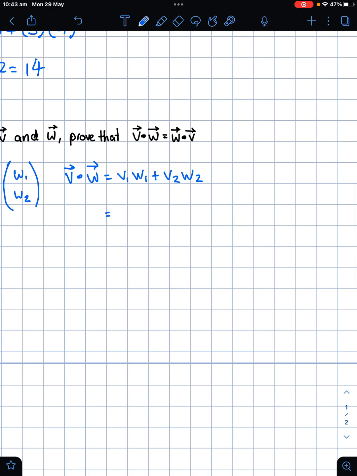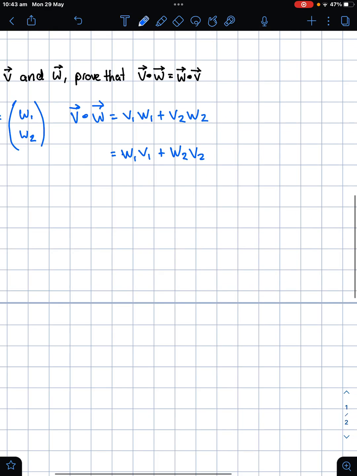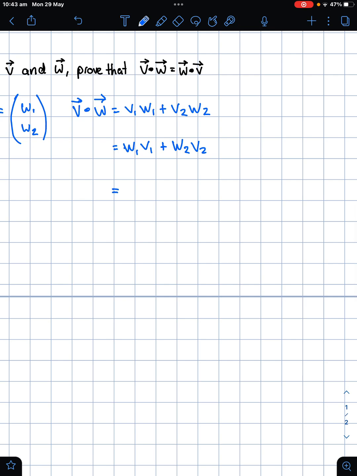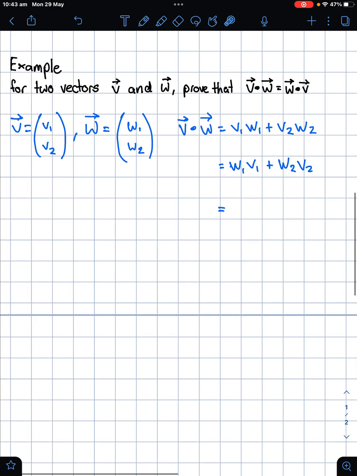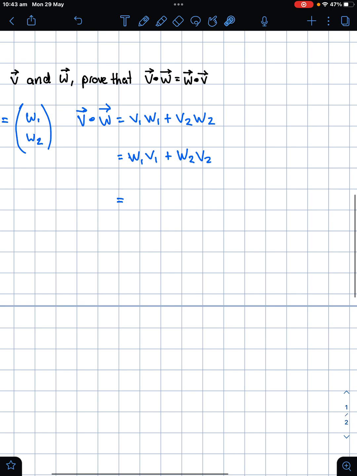Because these aren't vectors, we can actually go, well, that's the same as w1 v1 plus w2 v2. So I've swapped the constants here. And now if you consider that, well, that is actually going to be the same as it's the w component first times the v component, and then the w component times the v component, which means this is the same as the w vector dot product the v vector. All right, and that's it for this section. Really short section here, so whip through it, please.